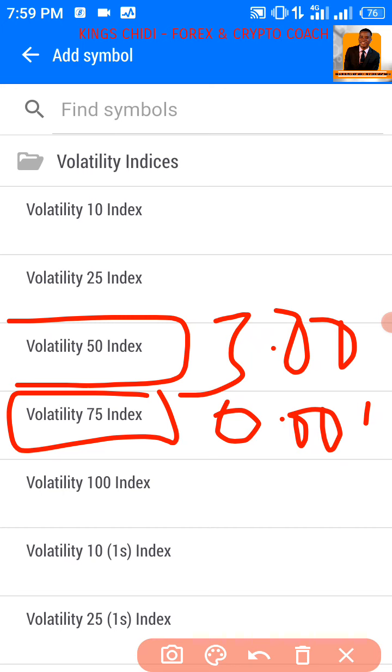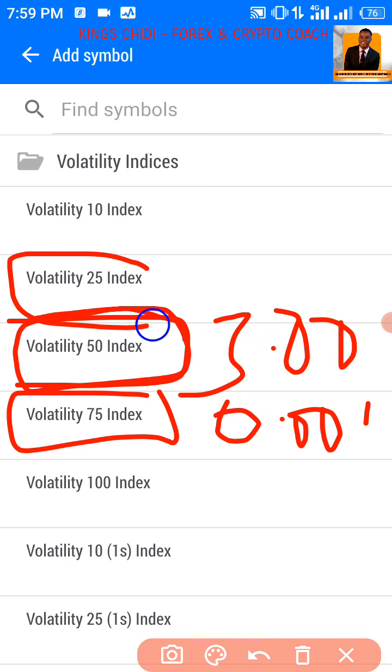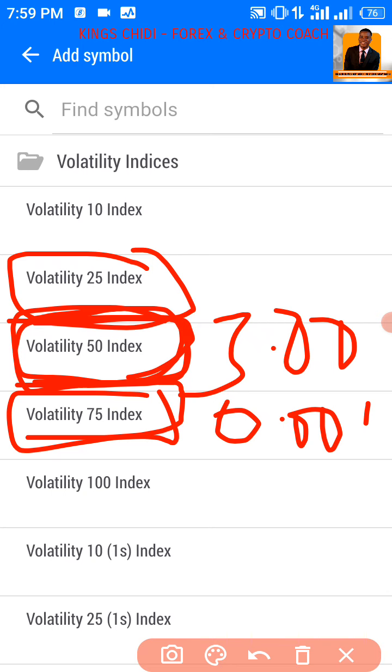Even though it's 0.001, when it's moving, the profit it generates is high compared to volatility 50. So as you see, as we climb higher, it increases. The profit volatility 75 generates is higher than the profit volatility 50 index generates. We have to take note of that. And volatility 50 index is higher than volatility 25 index.